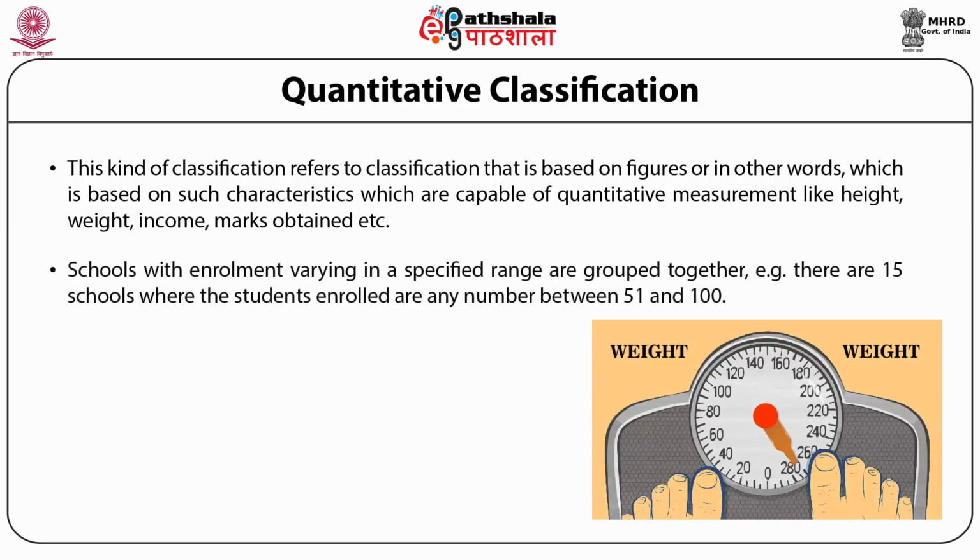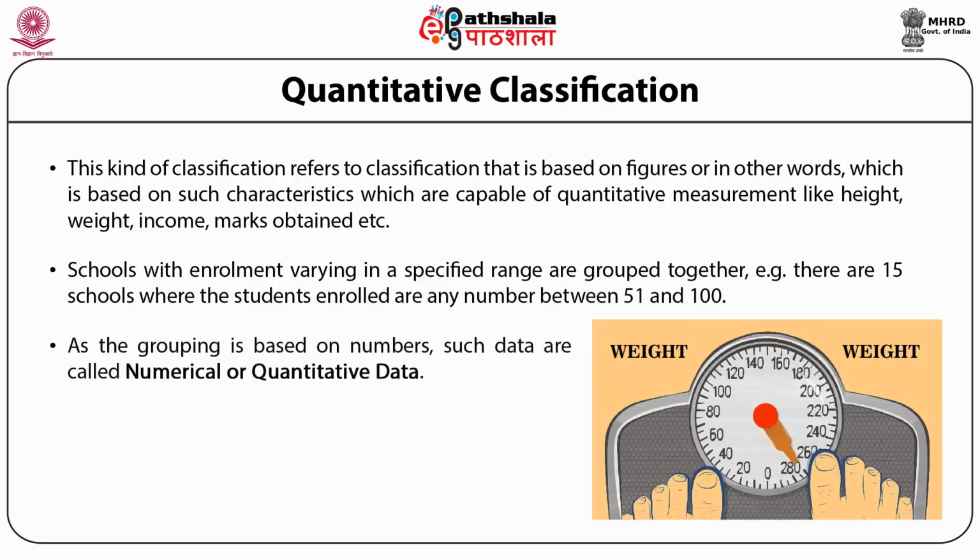Schools with enrollment varying in a specified range are grouped together. For example, there are 15 schools where the students enrolled are any number between 51 and 100. As the grouping is based on numbers, such data are called numerical or quantitative data. Thus, numerical or quantitative data results from counting or measuring.